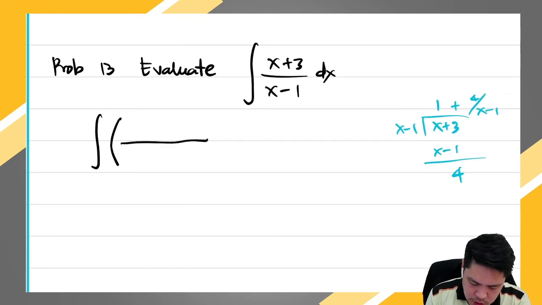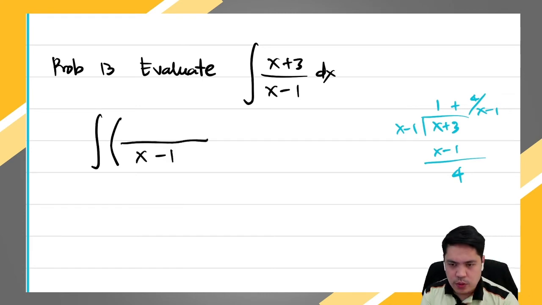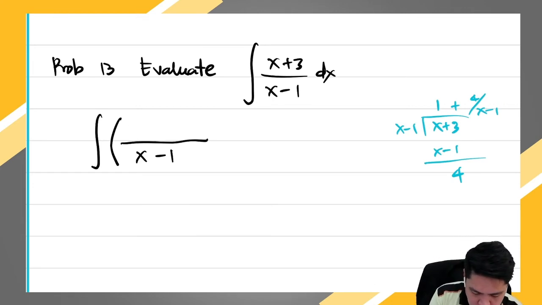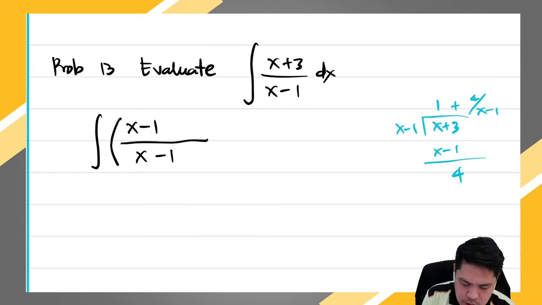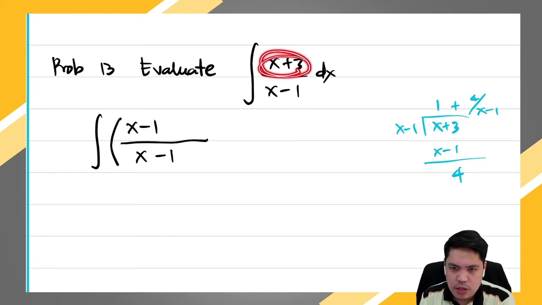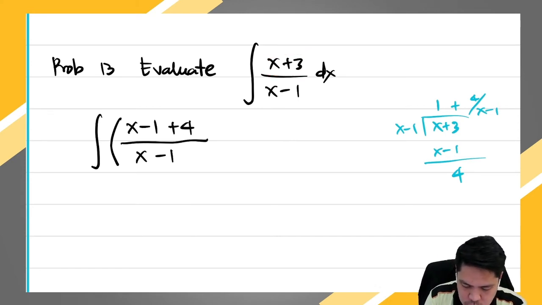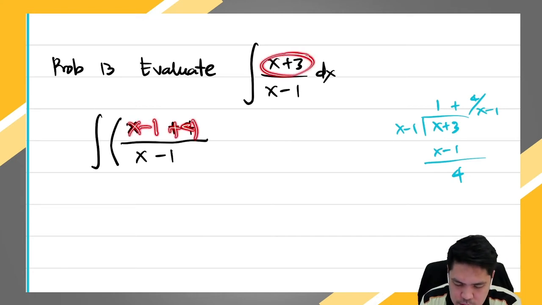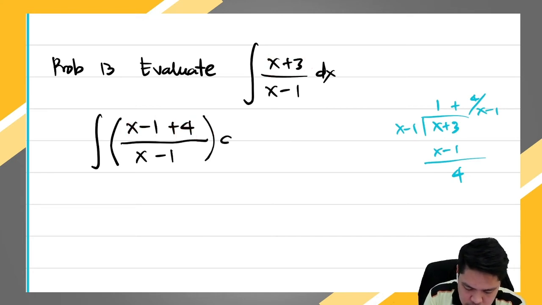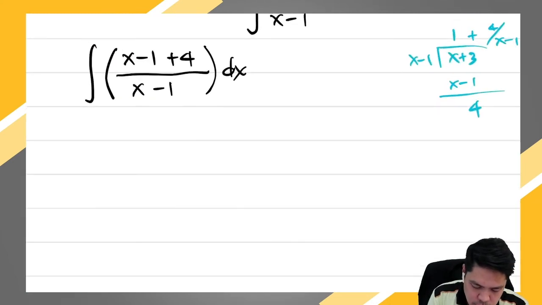Okay. The denominator is x minus 1. So, I want x minus 1 to appear in the numerator. So, ilagay ko dito x minus 1. Then, remember that the numerator is x plus 3. So, what number should I add to x minus 1 so that the result is x plus 3? Of course, we need to add 4 because x minus 1 plus 4 is x plus 3, dx. Then from here, pwede na natin i-separate.